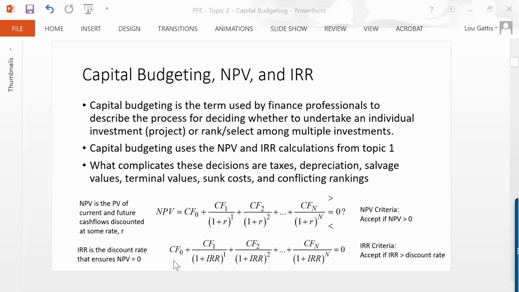The other method, IRR, internal rate of return, is you specify the cash flows and you find that one discount rate that ensures the present value of all the cash flows is equal to 0. So in this case, you choose a hurdle rate. Say, I must return 10% on my investments. And if your IRR is greater than 10%, you would accept the project. So those are the 2 main methods for evaluating projects.